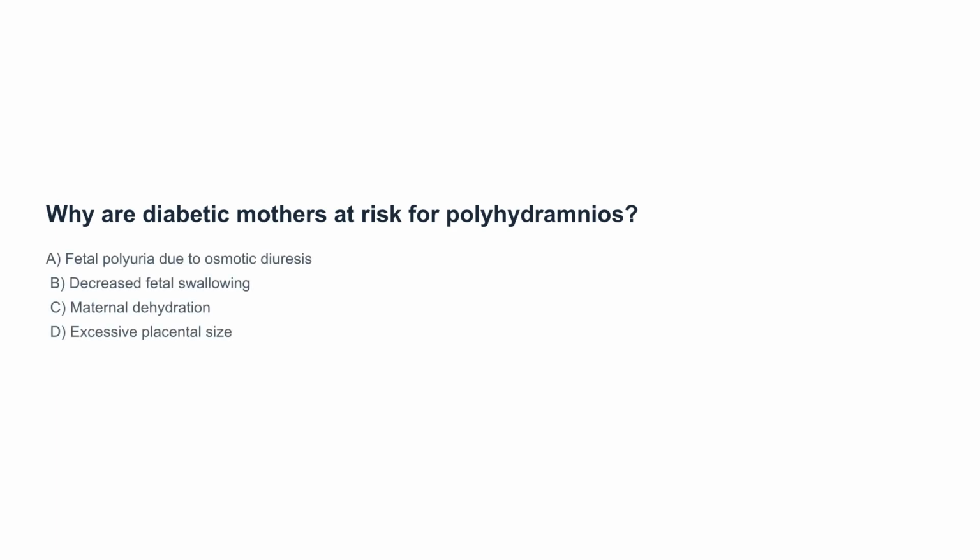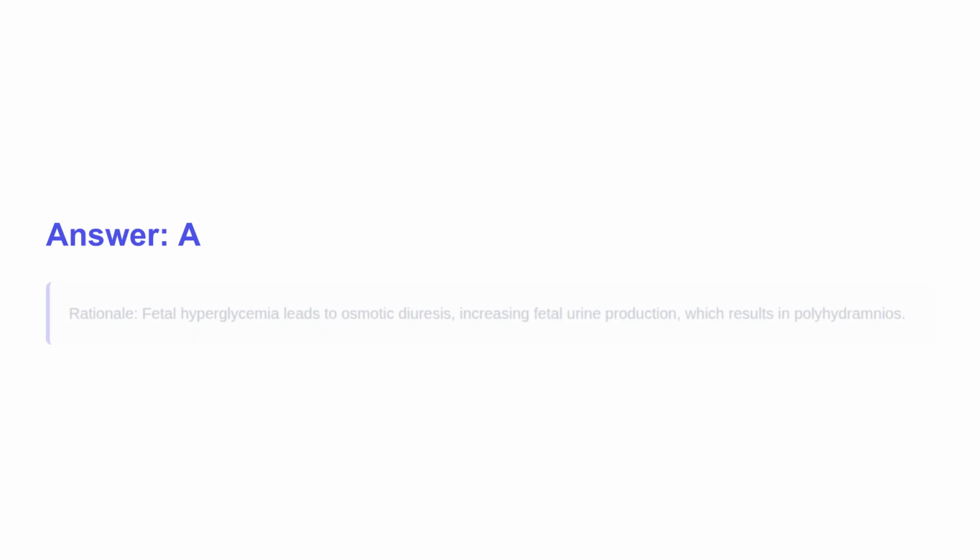Why are diabetic mothers at risk for polyhydramnios? Is it due to fetal polyuria, decreased fetal swallowing, maternal dehydration, or excessive placental size? The correct answer is A. Fetal hyperglycemia leads to osmotic diuresis, which increases fetal urine production and results in polyhydramnios.